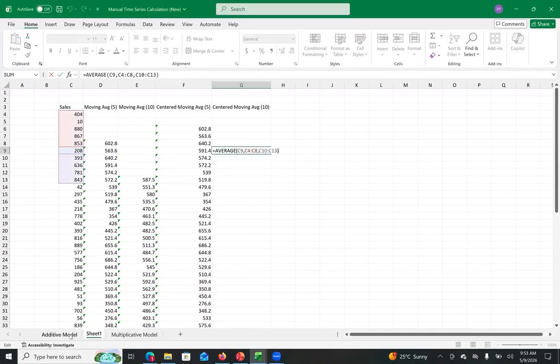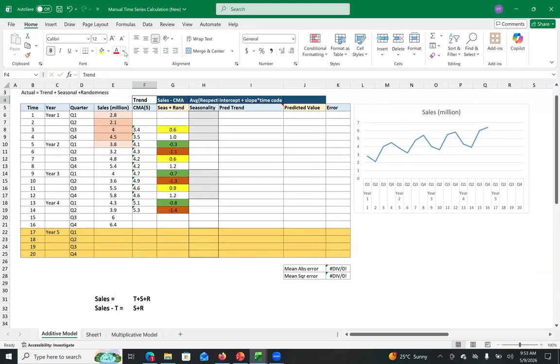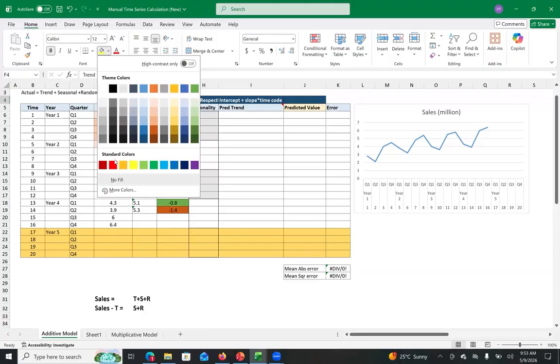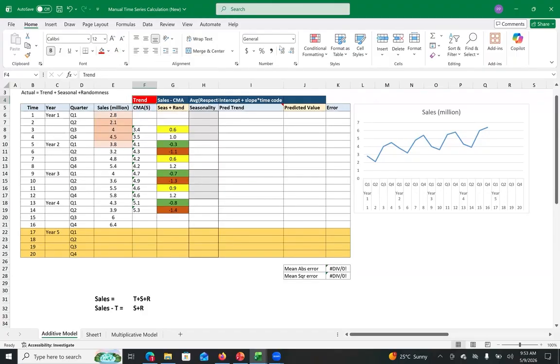Good. Understood. Thank you so much. Sure. Now, is this clear to everyone why we are subtracting the trend component from the actual? Yes, the centered moving average is nothing but the trend component here. I can put it here as well. Okay, this is the trend component. Now, what we have got is seasonality plus randomness.